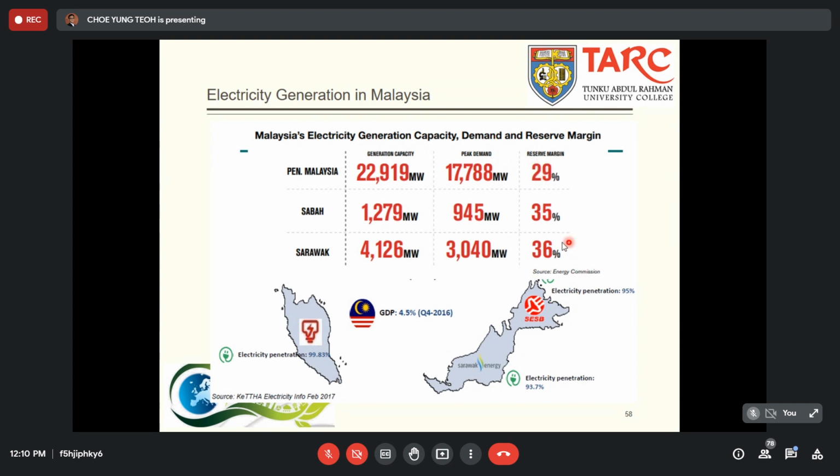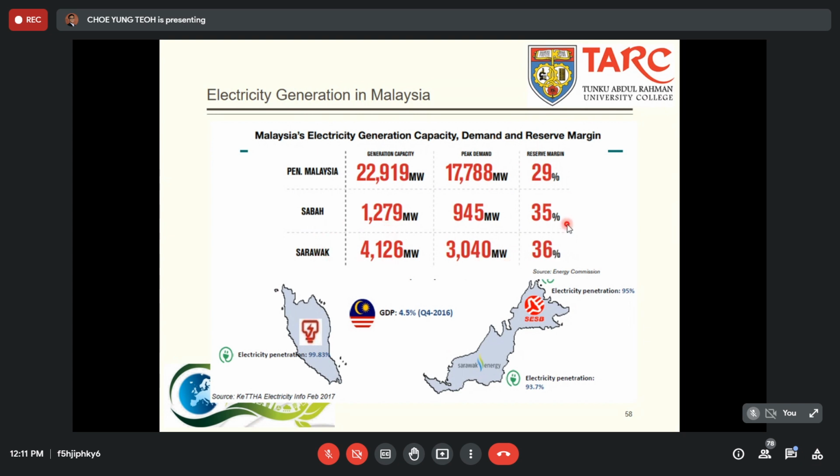And then you can see Sarawak. Remember, this reserve margin normally we are not able to store. We have to let it go. We generate and waste it. You have no way to store it. Maybe the only thing you can store is water in the dam, but how much can you store? If your dam is already full, there's no place to store. You are not able to store in batteries, which is even more expensive.